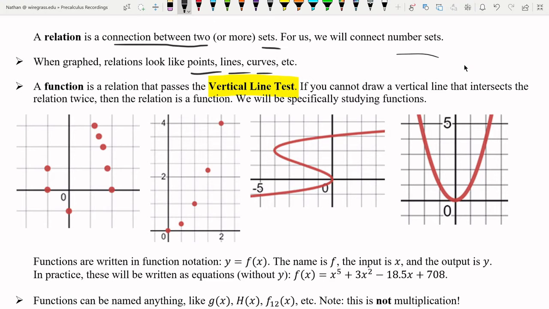Just like all squares are rectangles, not all rectangles are squares. Now, the vertical line test is quite easy to use. All you've got to do is draw a vertical line. So in this first relation here, I can draw a vertical line where the points are. So this first point here, I can draw a vertical line here on the y-axis. Draw a vertical line here, here, here, here, and here. Those don't cross twice. However, if I draw a vertical line on these two points, that does cross twice. So this is not a function.